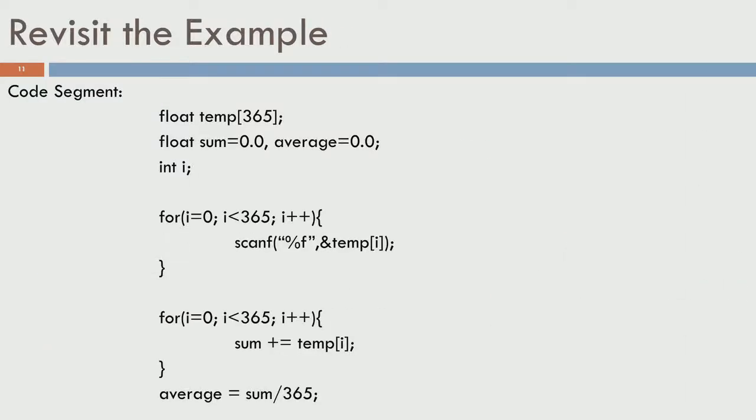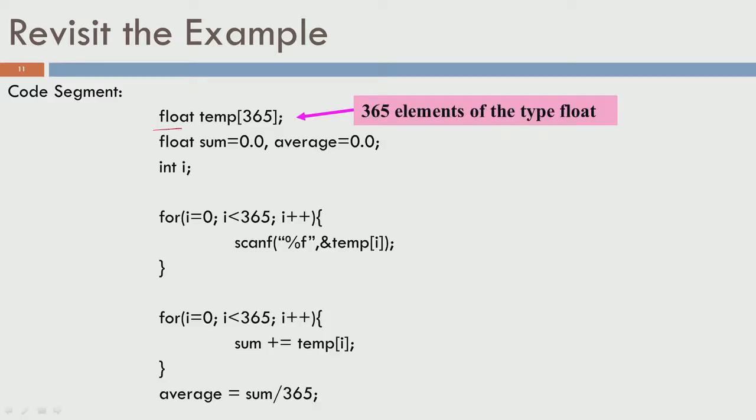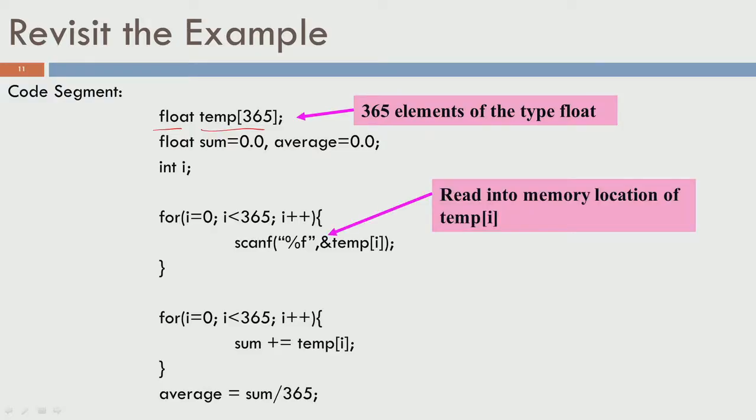So, let us revisit the example that we did earlier. We have float temp of 365, so we have an array of type float with 365 values. At this point we do not care about where it is getting laid out in memory, because that is something your runtime system should do. As a programmer we do not care about where it is in memory, just like for variables we do not care where they are in memory. Now, let us see what it is doing.